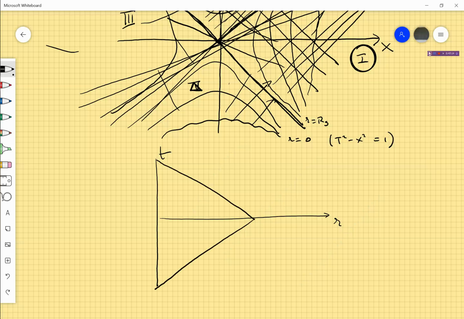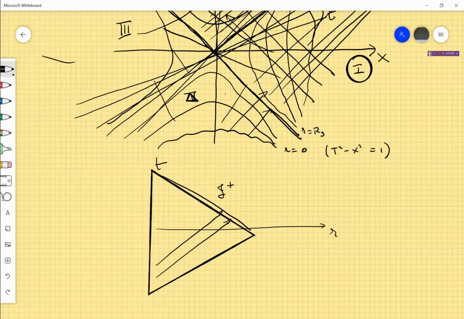The whole Minkowski spacetime is reduced to this triangle. Again, there are two-spheres at each point, and the properties of this triangle are that all light rays which are outward directed to infinity end up here, and this is called the future null infinity of this region.